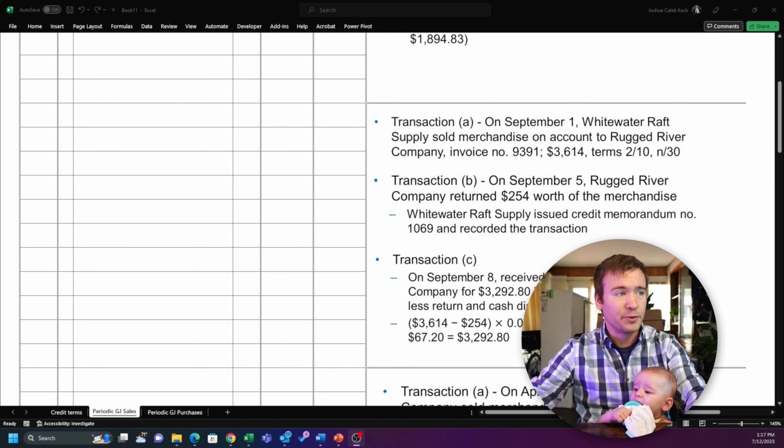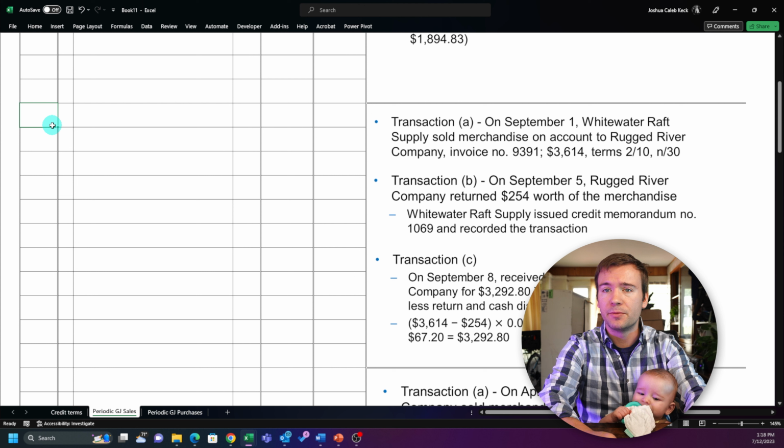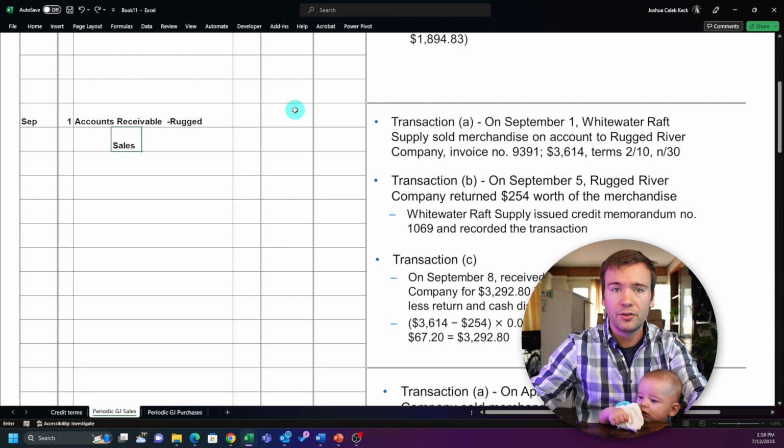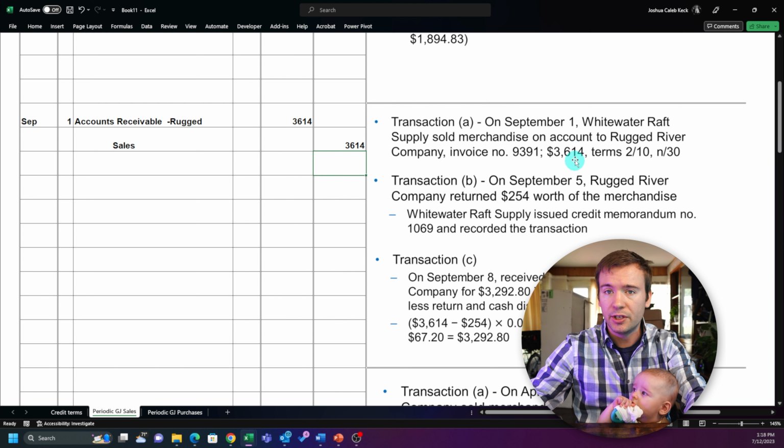So let's look at this next one here. This is the same situation, except now we have a return that's been wedged in here. The first transaction, on September 1st, Whitewater Raft sold merchandise on account to Rugged River Company. So here we put September 1st. We're going to debit our accounts receivable to Rugged, the customer, and credit our sales account, the total $36.14. It says we sold merchandise on account, terms 2/10 net 30. So if they make a payment by September 11th, they will get a 2% discount off that $36.14.